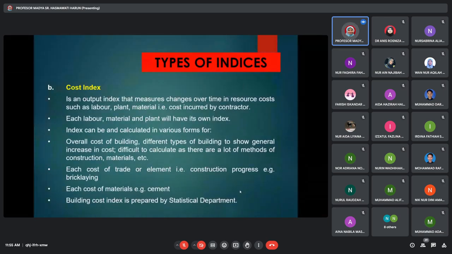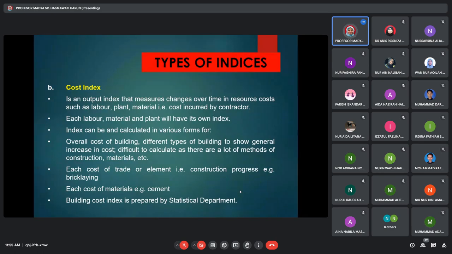Okay, now where do we get the cost, the building cost index? We get it from the statistical department. But it's not only that. We can get it from JKR, from NY3C, from Arcadis, from price books, and also the press, technical press. I have seen in the newspaper under business, they show current indices.